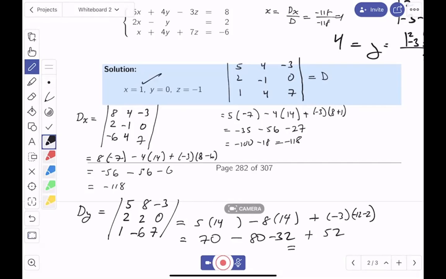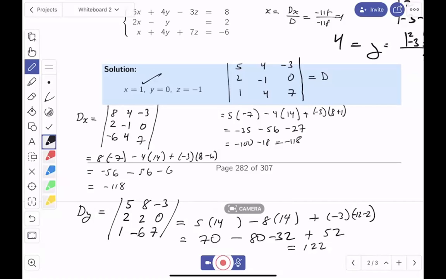All right, oh boy, a lot of arithmetic. 52 and 70. That's going to be 122. Did I do that right? 50, yeah, 122. I think I made a mistake somewhere. I'm going to take a look at it again. Do my arithmetic here correctly, right? That's why I don't like Cramer's rule.